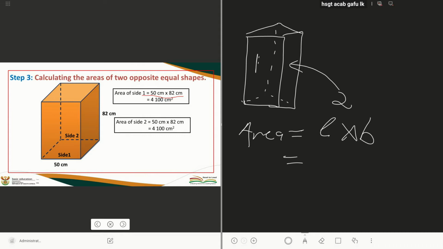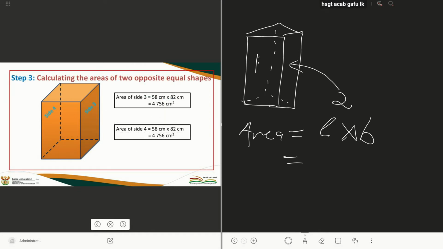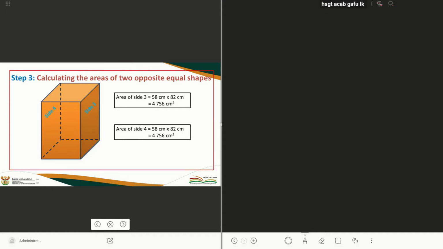You can look at the units of area or of surface area, which is to the power of 2. Then they go to the second part, whereby they say the area of side 2. Side 2 is the side at the back, and it has the same area as the first side, the parallel side. Then from there, we look at calculating the areas which are opposite again, for side number 3 and side number 4, the left-hand side and the right-hand side.